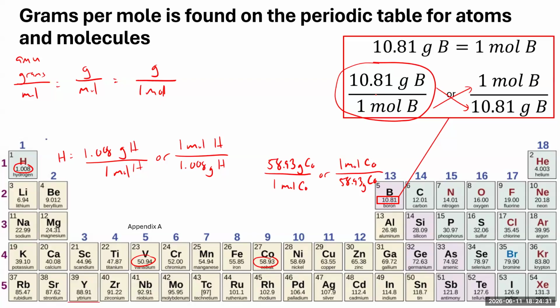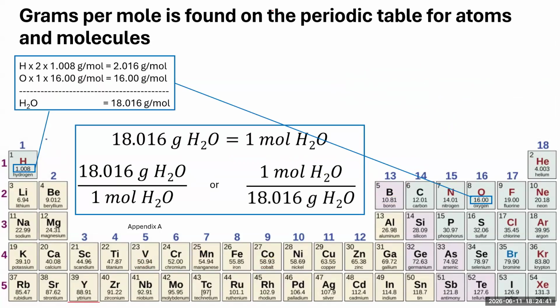It lets us go from moles of something to grams of something, and then grams of something to moles of something. And we could do that with molecules, not just atoms, right? We could do molecules as well. If we wanted water, for instance, H2O, that's 2 hydrogen, 1 oxygen.